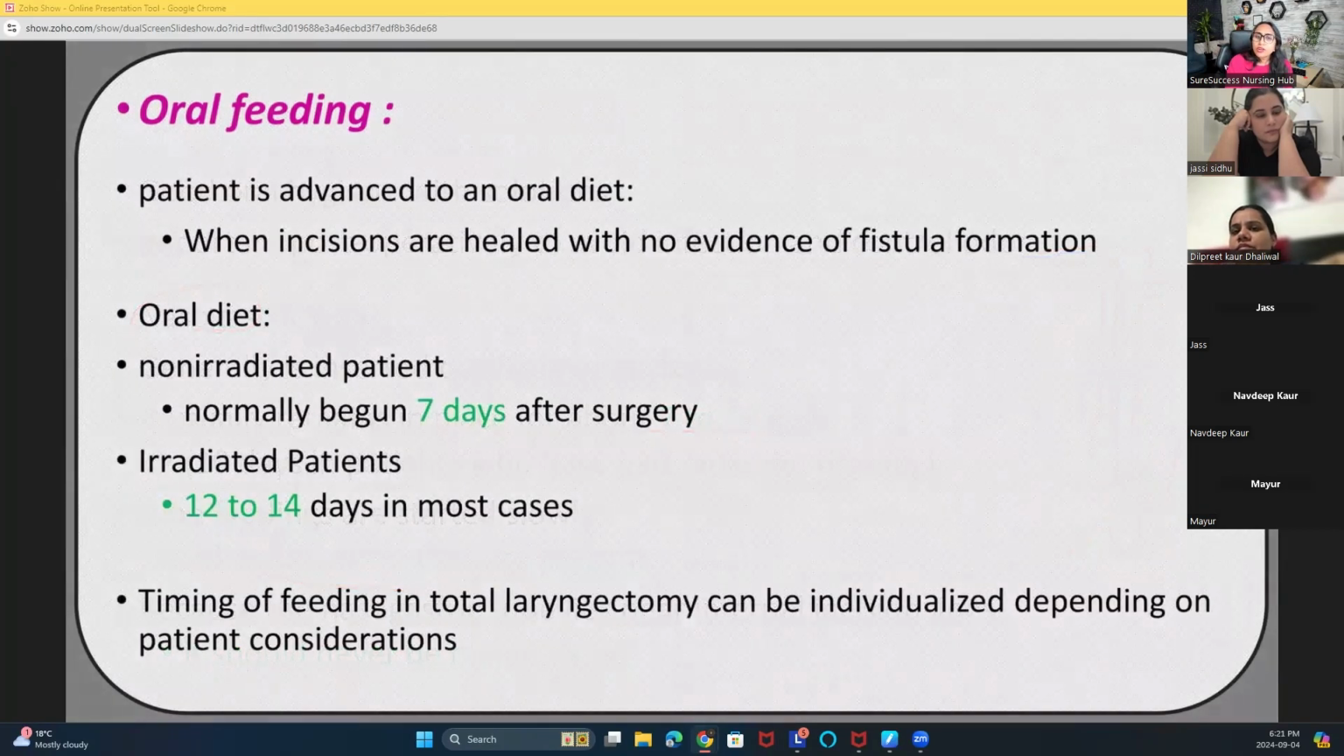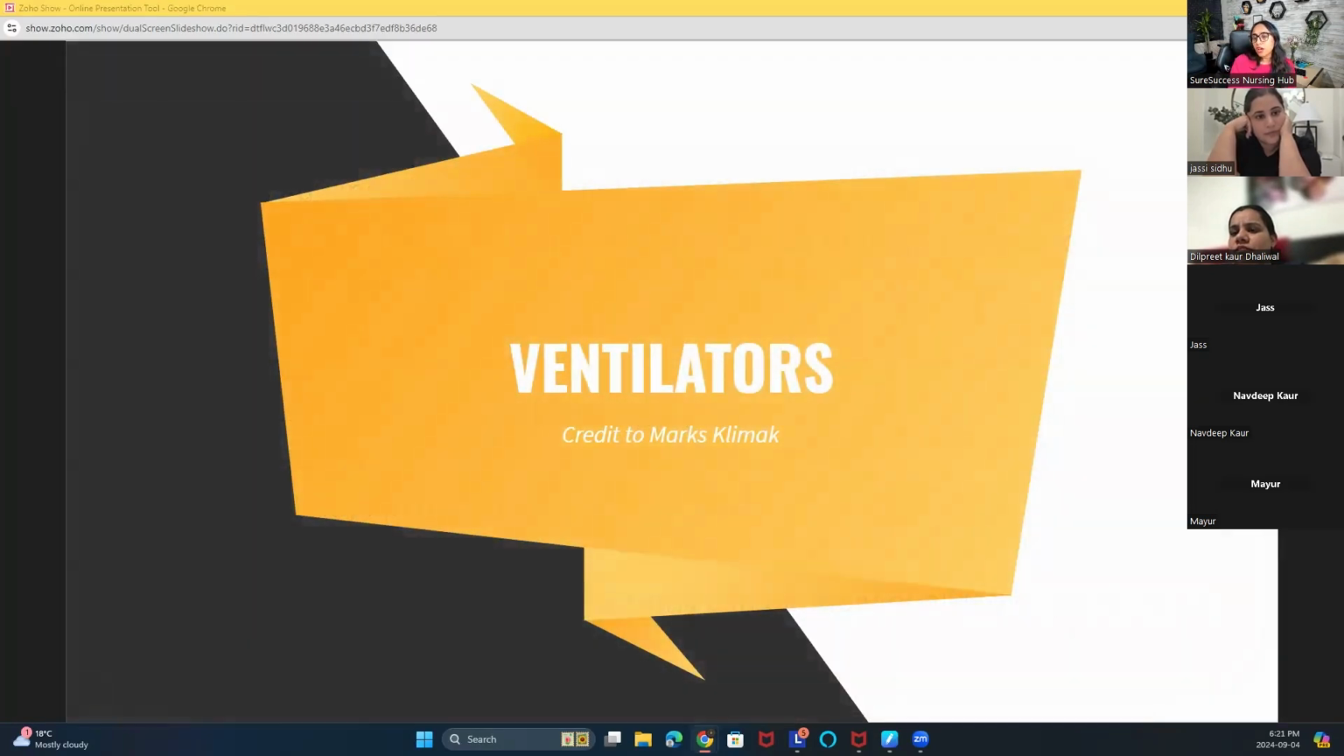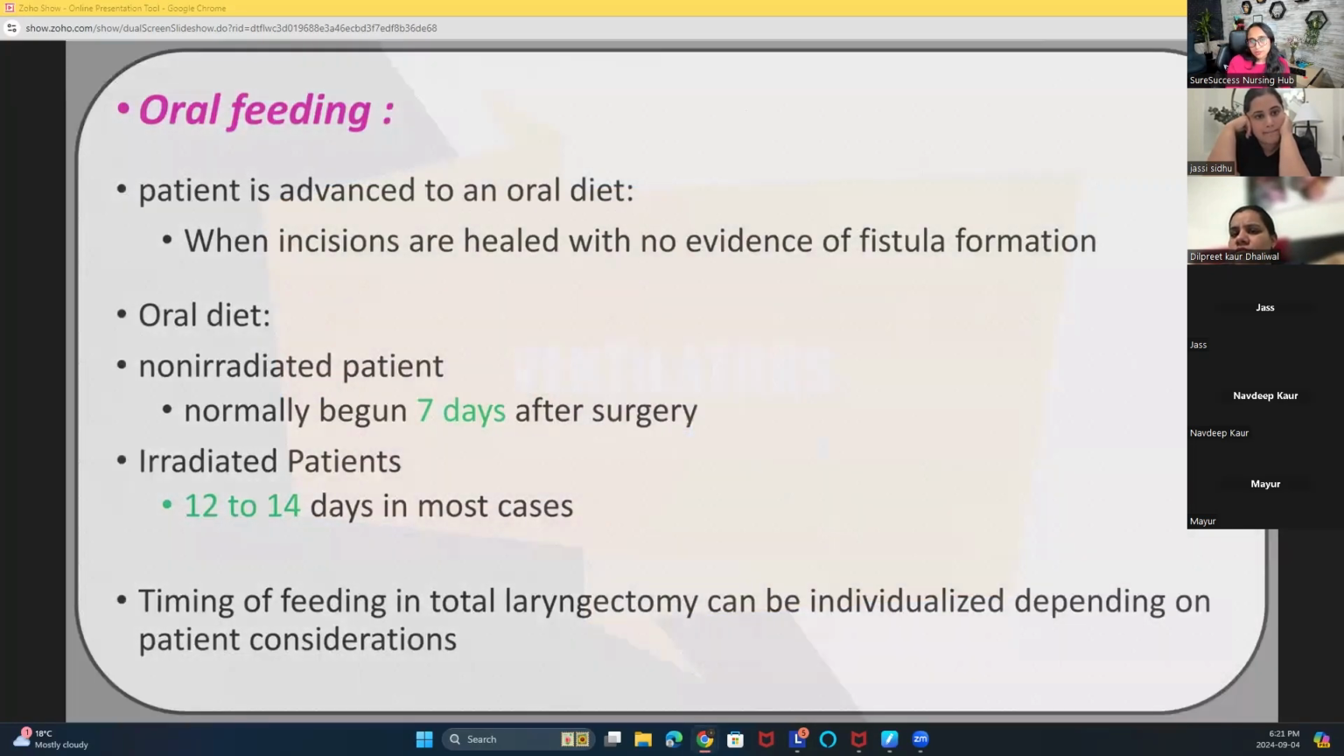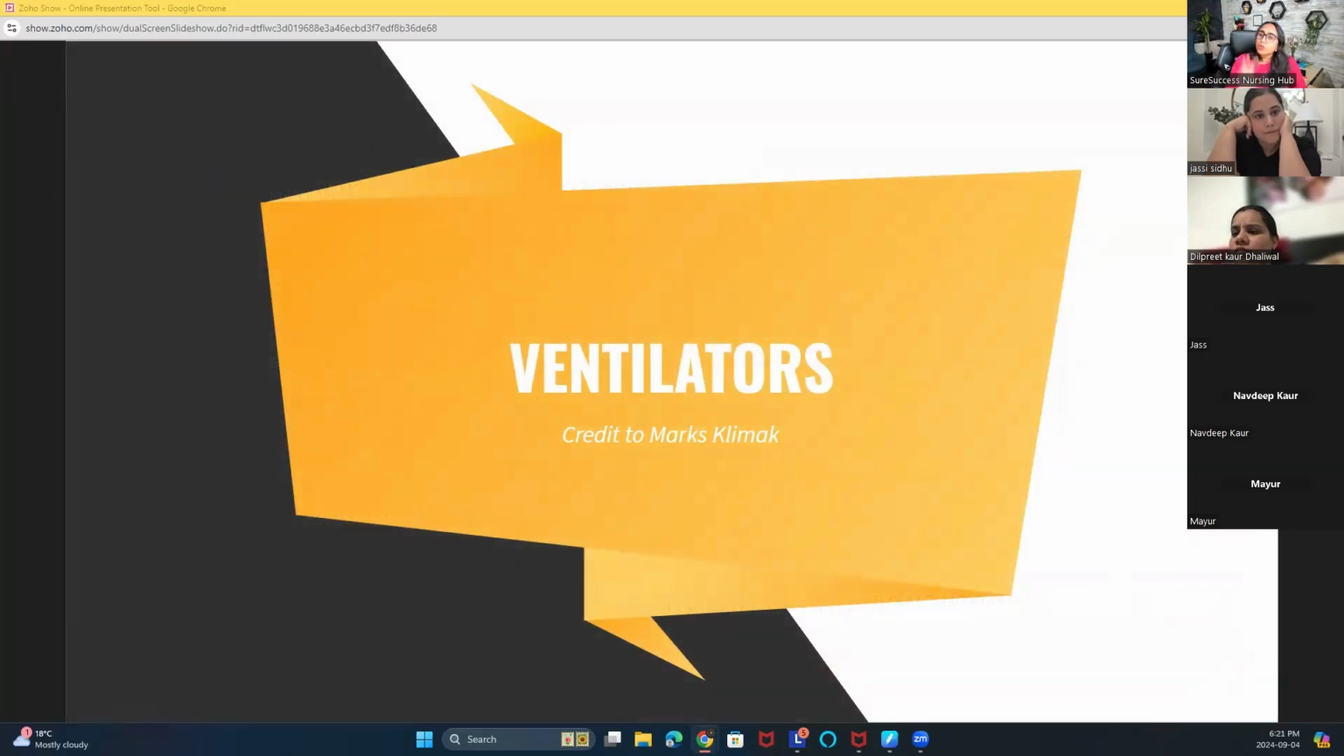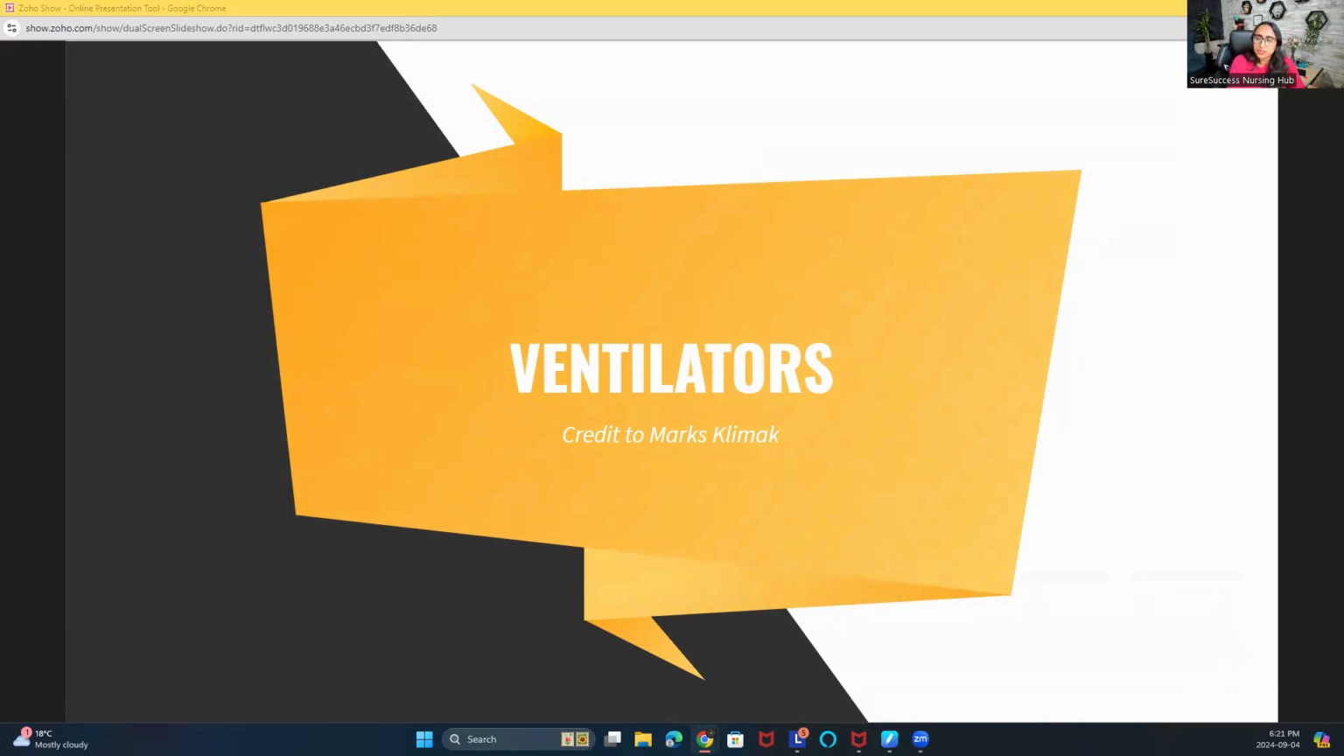Okay, advance the oral diet. Start with the liquids, then soft diet, and then give the other things, solid things. Okay, now let's talk about the ventilators. There are only one or a couple of questions coming on the ventilator. So first of all, is everybody clear on what a ventilator is?